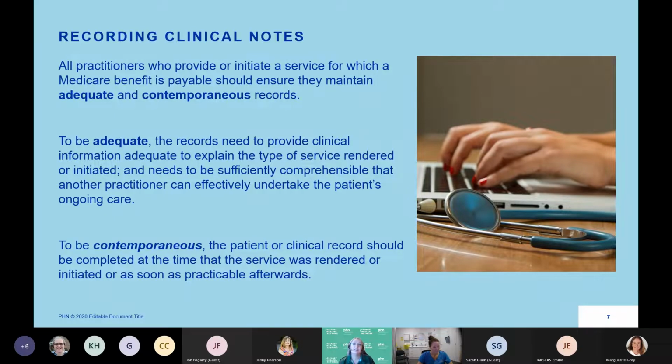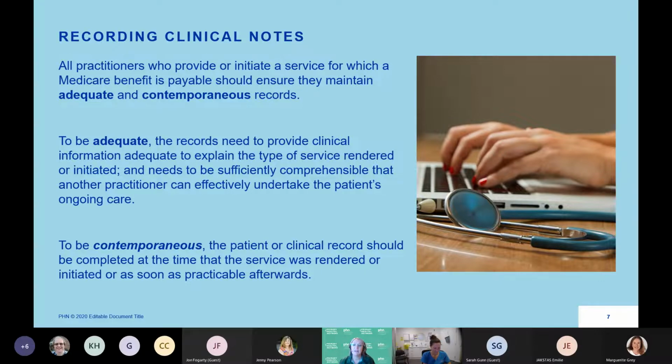So recording clinical notes. All practitioners who provide or initiate a service for which a Medicare benefit is payable should ensure they maintain adequate and contemporaneous records. Only clinical details recorded at the time of the attendance count towards the time of consultation. It does not include information added at a later time, such as reports or investigations.